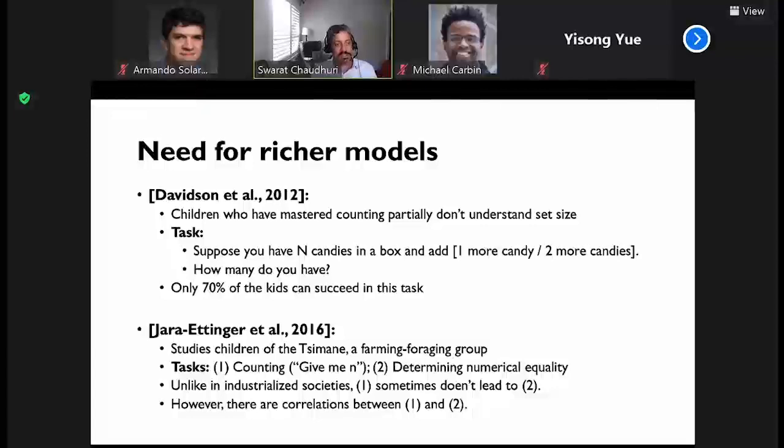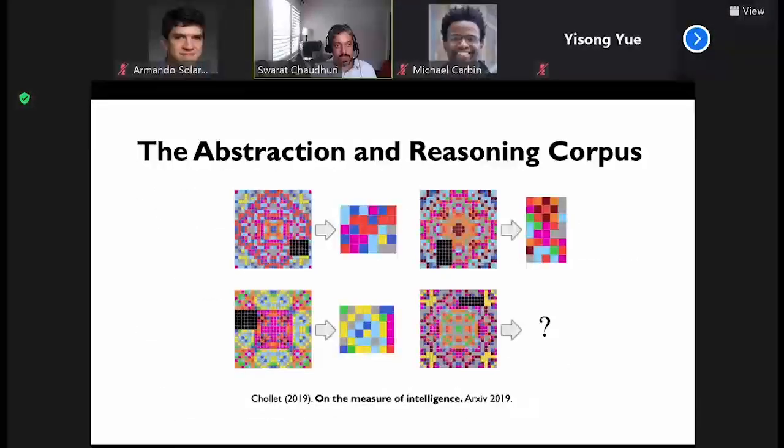Also, there are results that show that there are differences between children raised in industrialized societies and children raised in farming foraging groups. This is presumably dependent on complex environmental phenomena, which were not modeled by the existing models, but these are things that we could imagine modeling using our more powerful set of tools.